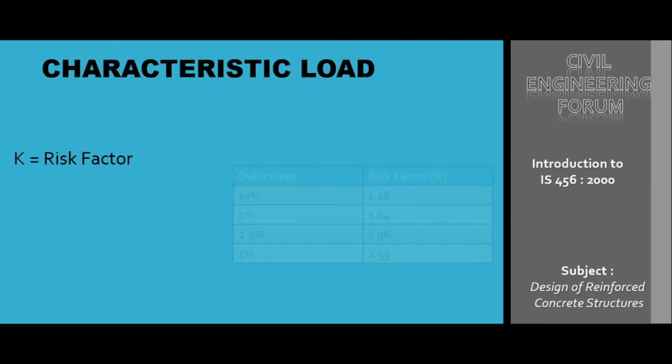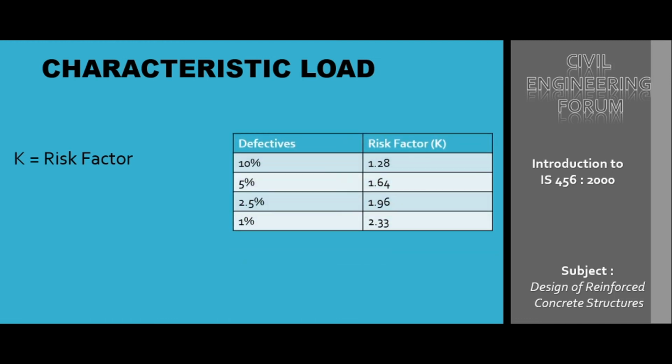But if we talk about the risk factor, that is K, for which we wrote the value 1.64, that was for 5% defective, or we can say 5% chance of the load being exceeded. So if our value of the characteristic load has a 10% chance of being exceeded, then our risk factor would be 1.28. But here we have only 5% chance of being exceeded, so it becomes 1.64. Now if the value is 2.5%, then it will be 1.96, and if the value is 1%, then the risk factor would be 2.33.